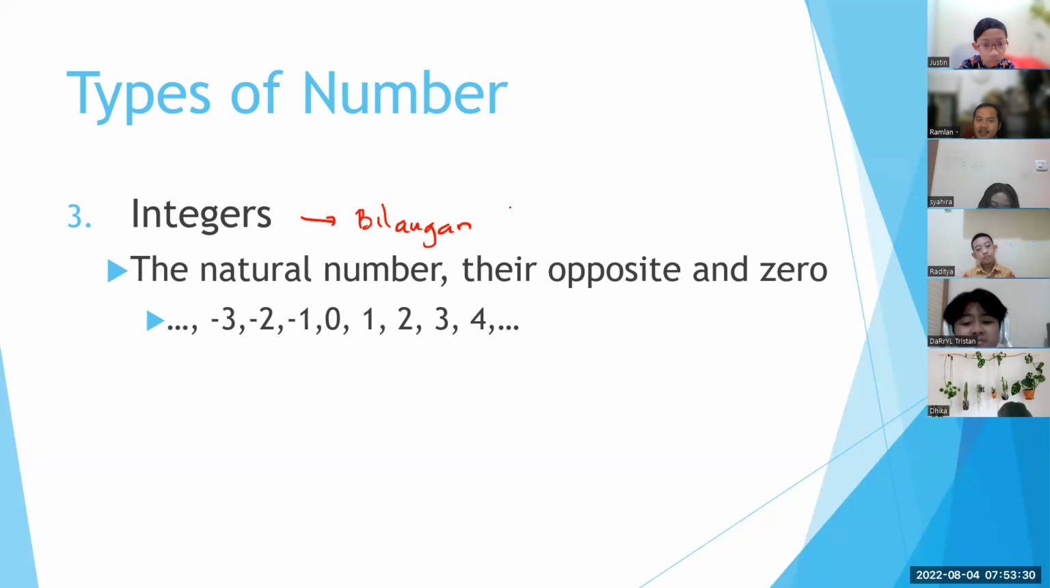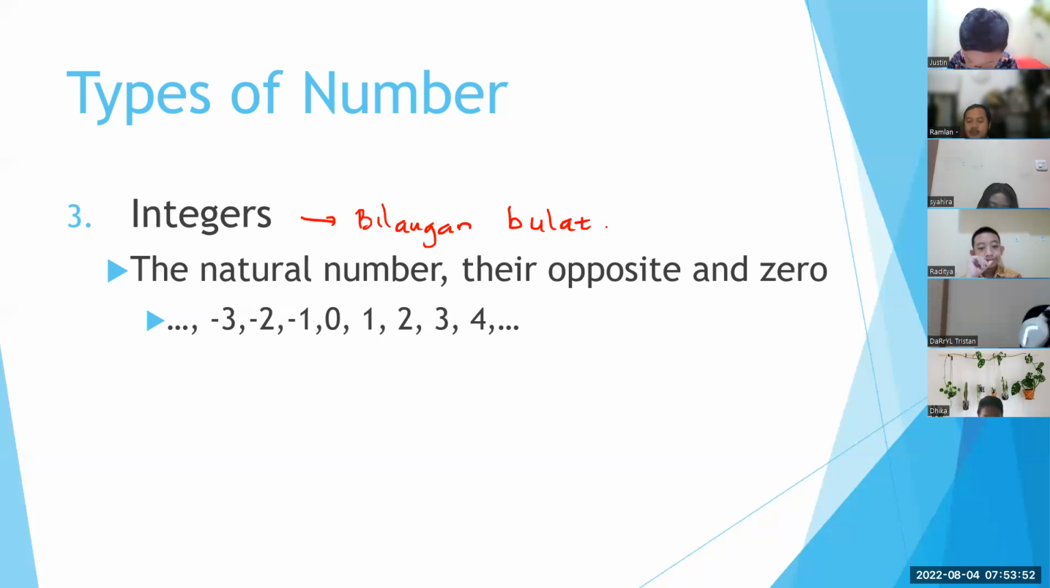Does anyone know what the letter B stands for? Bulat, right? Bulat, yes. Bilangan bulat. Okay, bilangan bulat. In English it should be round numbers, but it's not round, guys. Bulat is round, but we call them integers. Okay, so this number is going to be mentioned a lot, guys.